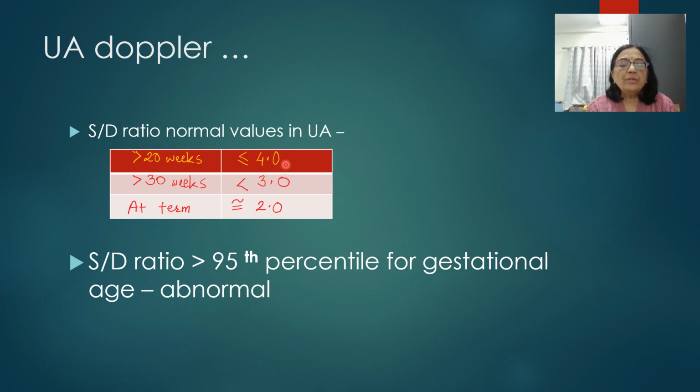This is just to show grossly what we expect: with a reducing placental resistance, the SD ratio falls, as the denominator, the diastolic flow, is increasing. What we expect in a normal pregnancy is that as gestational age advances, there is a reduction in the SD ratio in the umbilical artery. Whenever the SD ratio is more than the 95th percentile for that gestational age, then we say that it is abnormal.